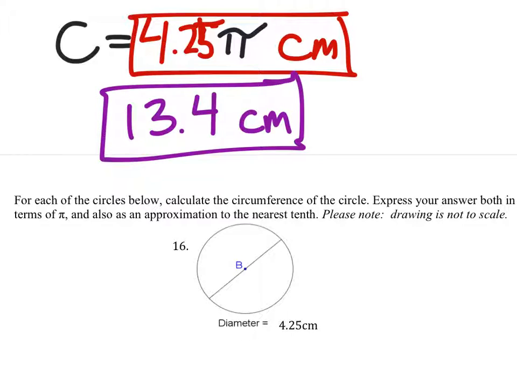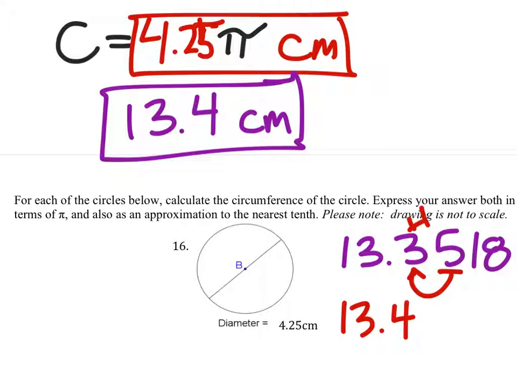Now, when I multiply this, I actually got 13.3518. The 5 tells us that we must round that up to a 4, so 13.4 centimeters. So again, the 5 here tells us that we must round the 3 up to 4. And yes, on the test, if you are not rounding or are rounding incorrectly, then it is wrong.